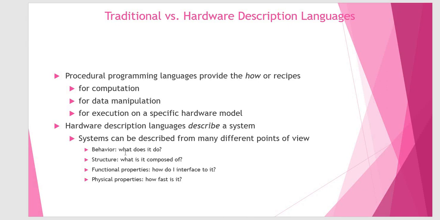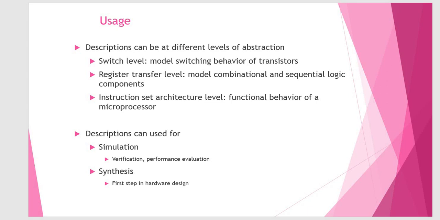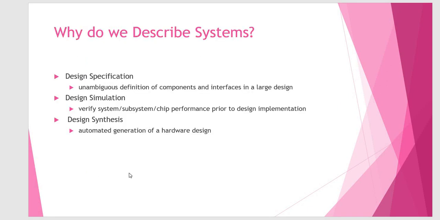In short, what does it do, what is it composed of, how do I interface to it, and how fast is it? These are the four questions or requirements addressed by VHDL. So that is very, very important. Then from a usage point of view, descriptions can be at different levels of abstraction. It may be switch level, register transfer level, or instruction set architectural level. The description can be used with the help of simulation as well as synthesis. So this part we will focus on a little bit in the VLSI design flow part.